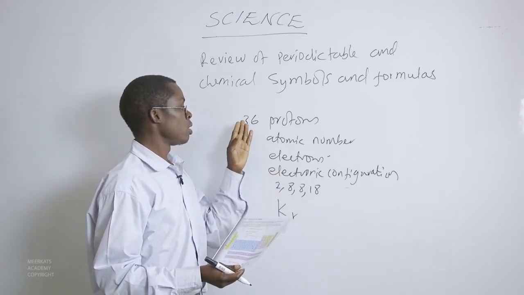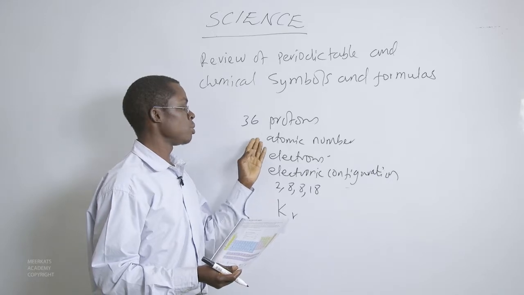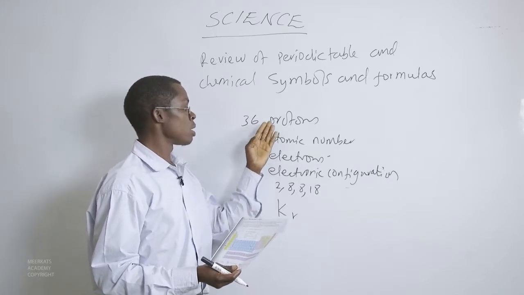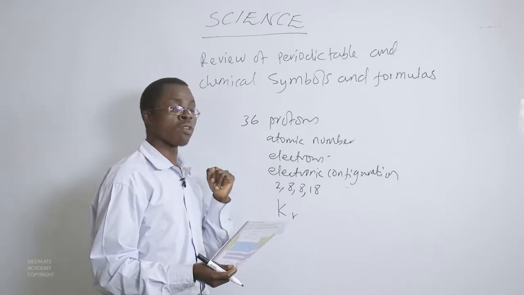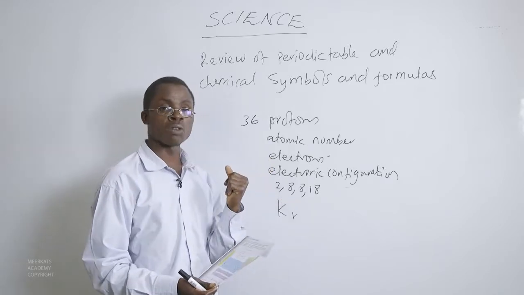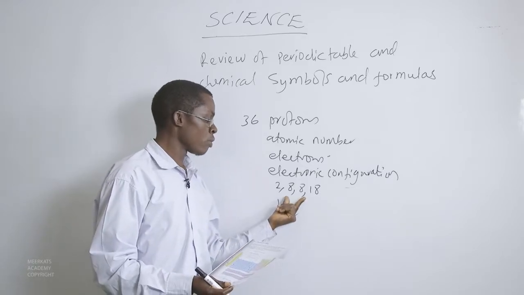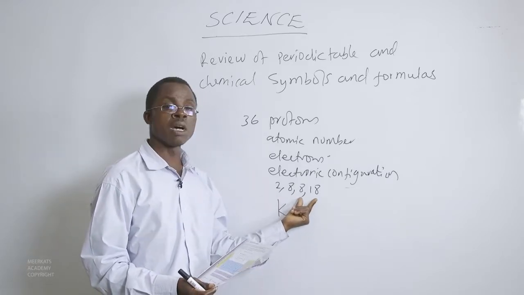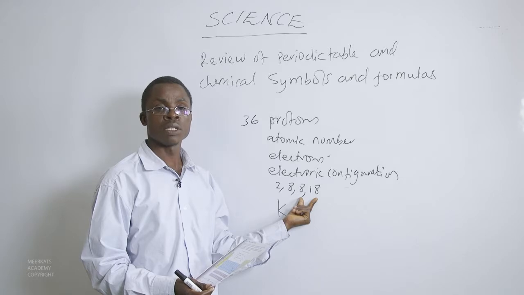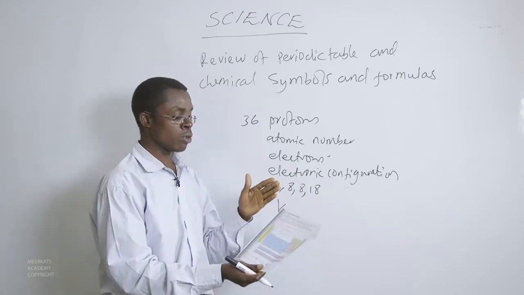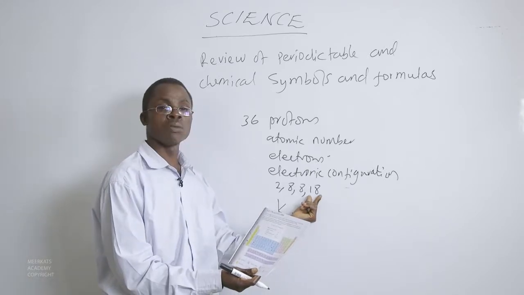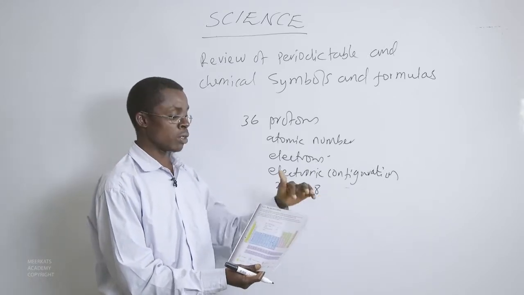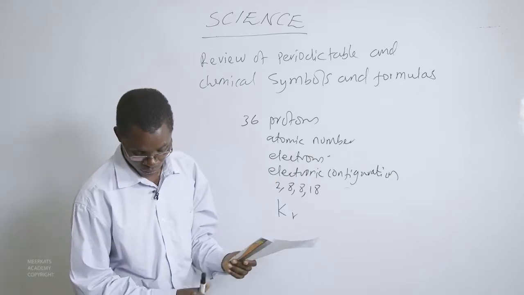Get the protons, know what it means. It means it's the atomic number, which is the same as the number of electrons. And from the electrons, you get the electronic configuration. You write the electronic configuration. From the configuration, you know now the number of energy levels. From the energy levels, you will know which row to pick on. Then from the outermost number of electrons, you will know which group.